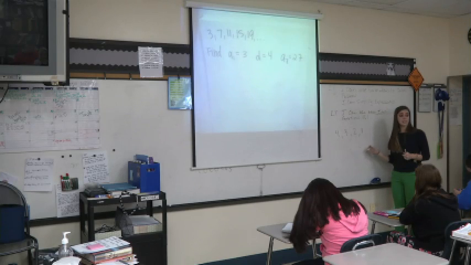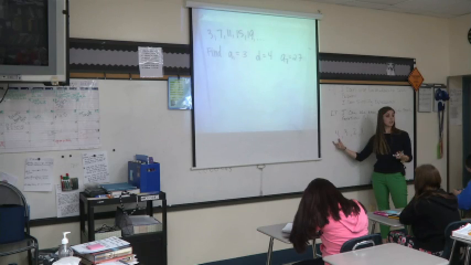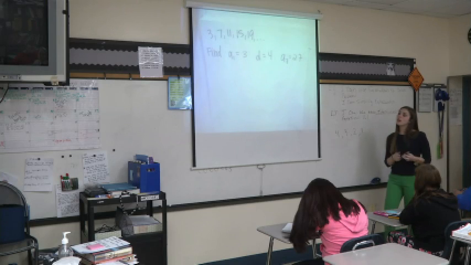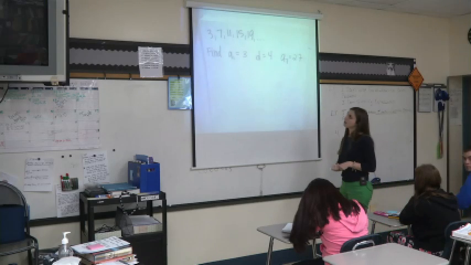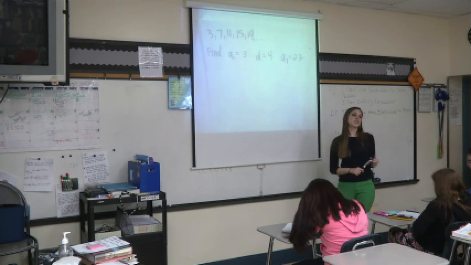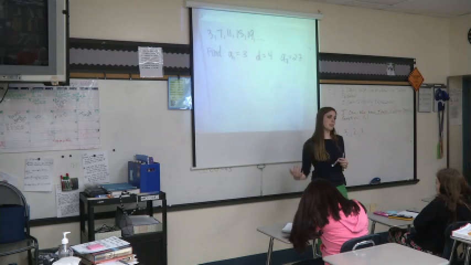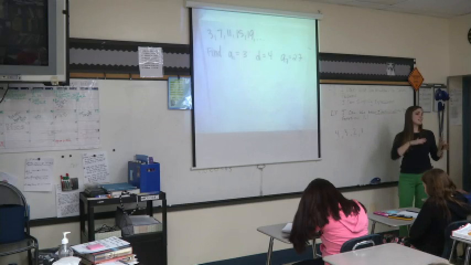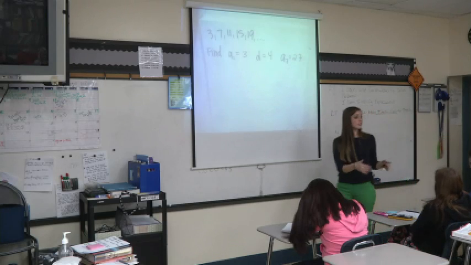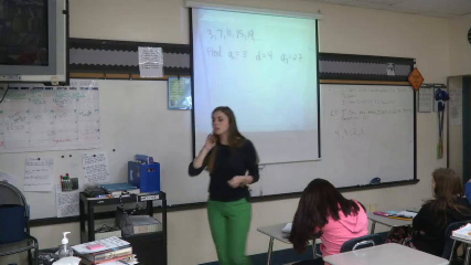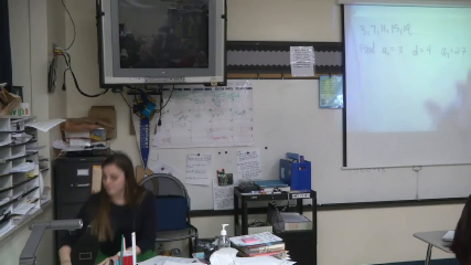The difference is 4, so if you do 3 minus 4 you get -1. But it would never ask you what a sub 0 is, or a sub negative. It won't ever ask you that. The first term is always a sub 1 and up, because the first term is always, no matter what it is, going to be labeled a sub 1. Okay? All right. We're going to take it a little further.